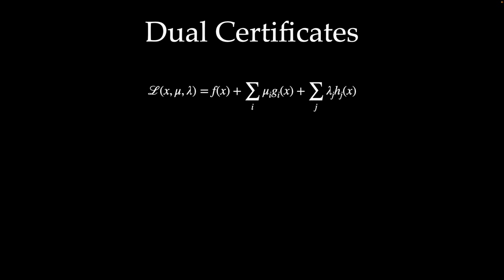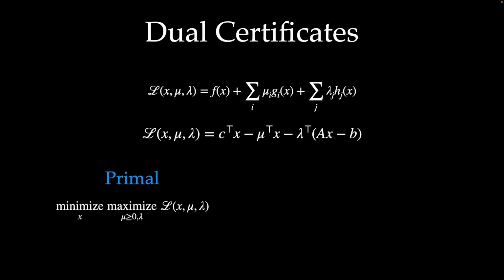So recall that we're working with this general formula of the Lagrangian. For our linear program, the Lagrangian we saw before is written like this. The primal problem that we saw earlier is to minimize with respect to x and then maximize with respect to our Lagrange multipliers on the inside. The reason for this is so that we can recover that infinite step penalty. All that the dual problem does is reverse the order of this maximize and minimize.